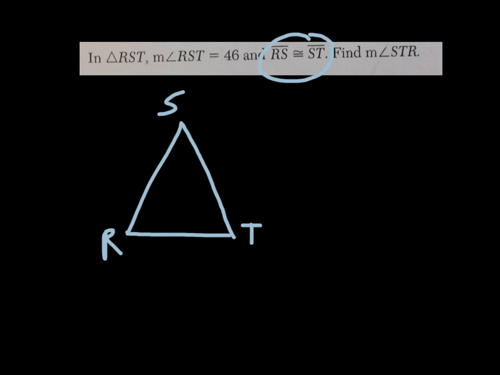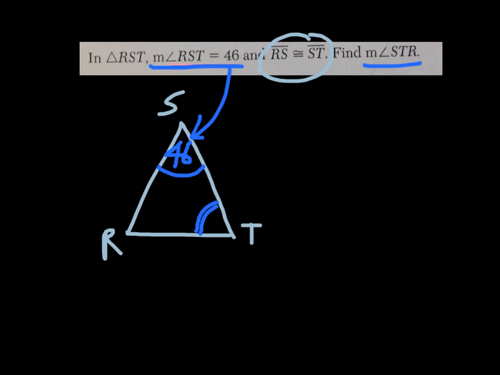They're telling me that angle RST is worth 46. So RST is 46. That'd be the vertex angle. So if the vertex angle is worth 46, they want to know the measurement of STR. They want to find out the measurement of this angle down here.